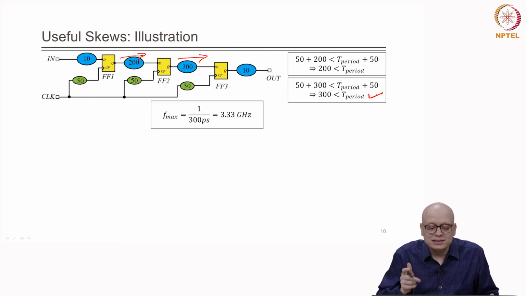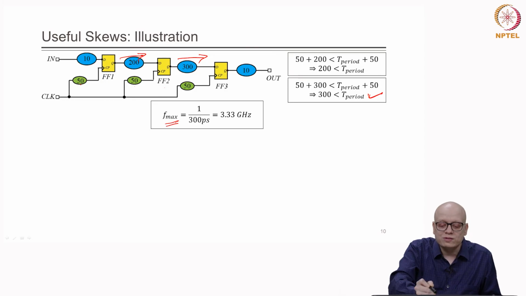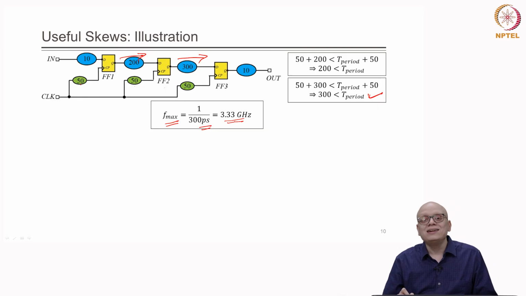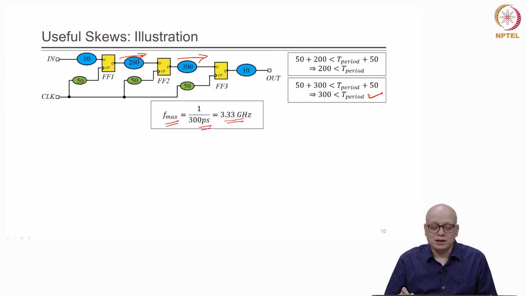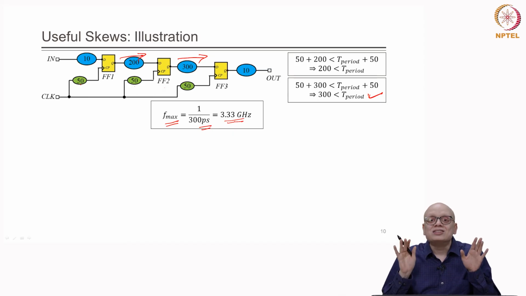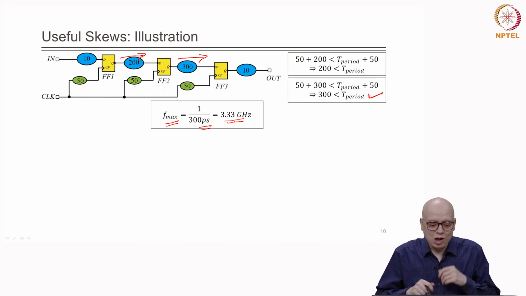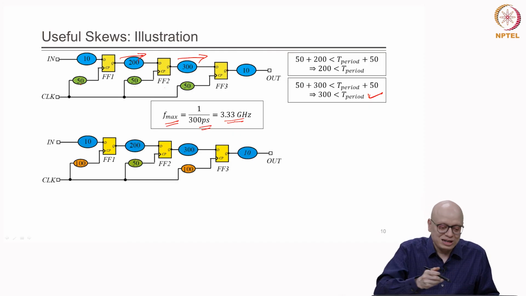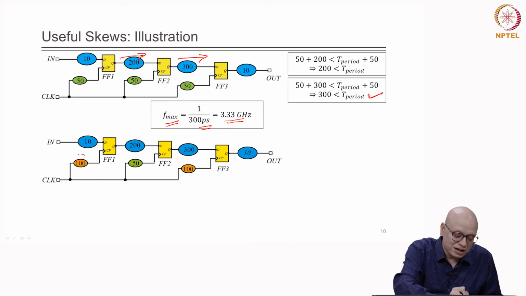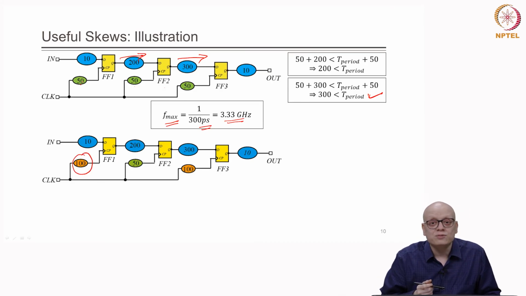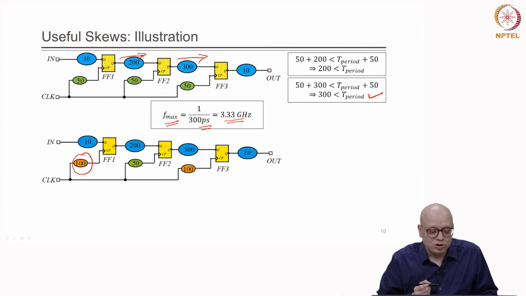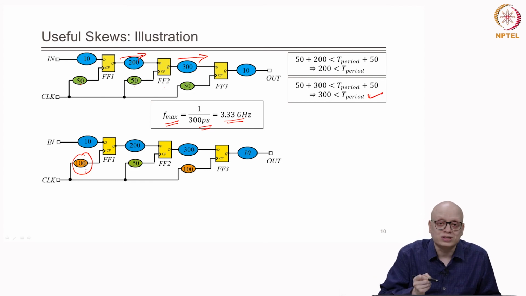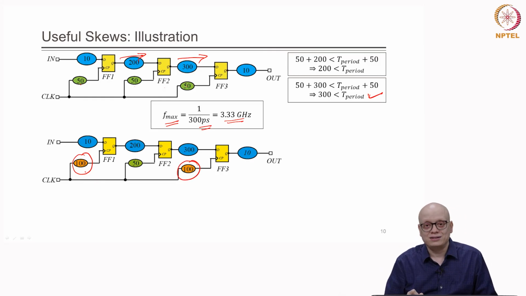If that is the case, then we can compute the maximum clock frequency as 1 divided by 300 picoseconds, which turns out to be 3.33 gigahertz, right. Now, this is the case when the skew was 0, the ideal case. Now, let us introduce some useful skew, right. In this circuit, instead of taking 50 picoseconds as the delay on the clock path, we have increased it to 100 picoseconds, and on the other side, on this path also, we increased it from 50 to 100, right.